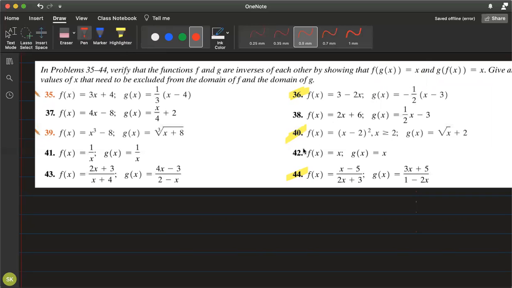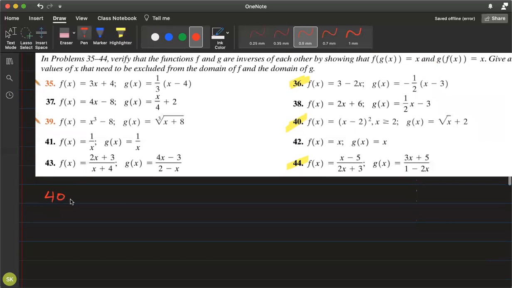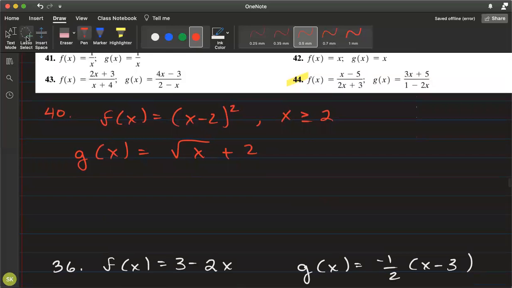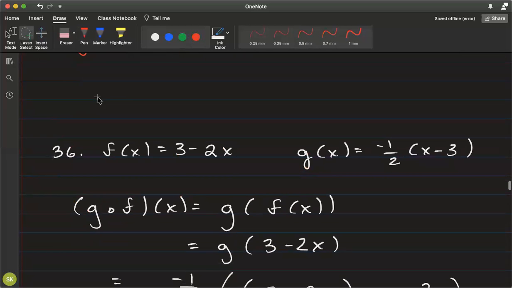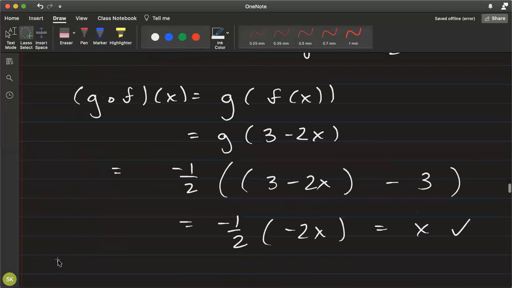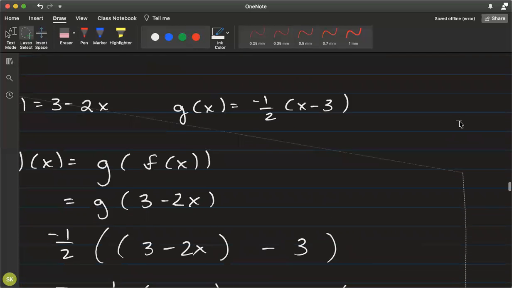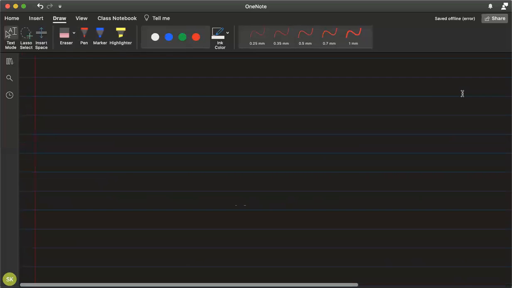So focusing on problem 40, let me write it down here. We have f of x is equal to x minus 2 squared, and we're only focusing on when x is greater than or equal to 2. And then we have the function g of x is equal to the square root of x plus 2. Let me get rid of all of this down here, just so I have some room.